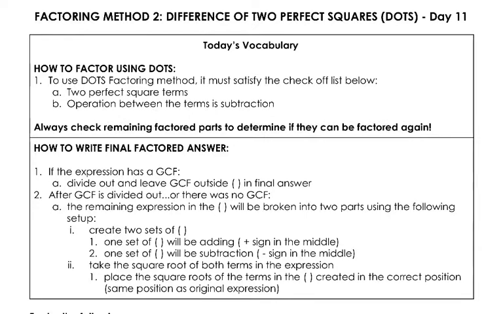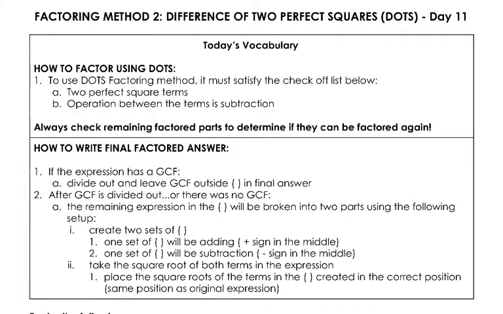Hey kiddies, so we are still in our Unit 5 packet, Polynomials and Factoring. Today we are on page 16. We're looking at a new factoring method, our second factoring method, which is difference of two perfect squares, abbreviated DOTS. So if we're looking at today's vocabulary, it talks about how to factor using DOTS.